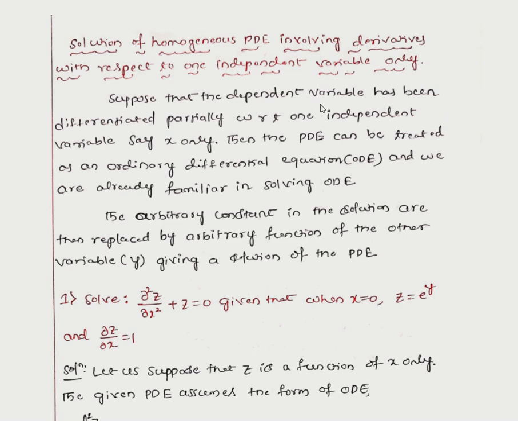Hello students, in my previous session we have solved the solution of the non-homogeneous PDE. In this session we will discuss the solution of the homogeneous PDE involving derivatives with respect to one independent variable. Suppose that the dependent variable has been differentiated partially with respect to one independent variable, say x only, then the PDE can be treated as an ordinary differential equation, and we are already familiar with solving ordinary differential equations. The arbitrary constants in the solution are then replaced by arbitrary functions of the other variable y, giving a solution of the PDE.